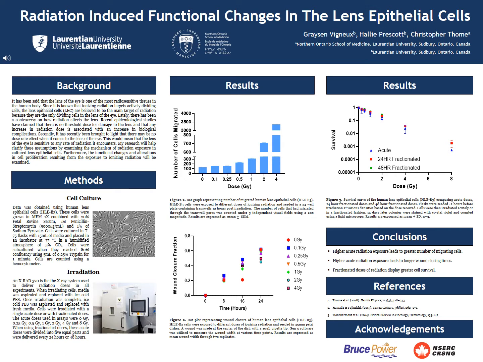When looking at the data presented in this poster, starting with figure 3, which is comparing acute doses of radiation to fractionated doses, we clearly see an increase in cell survival when doses are delivered in fractions. Secondly, in figure 1, when we are looking at the migration of these cultured cells, we can see that a higher acute radiation exposure leads to a greater number of cells migrated. Lastly, in figure 2, where we are looking at the wound closure rates, we can see that higher acute radiation exposure leads to longer wound closing times.